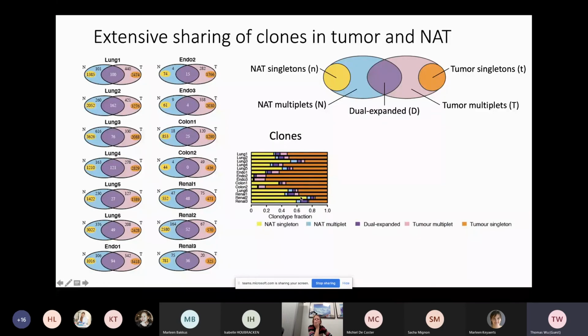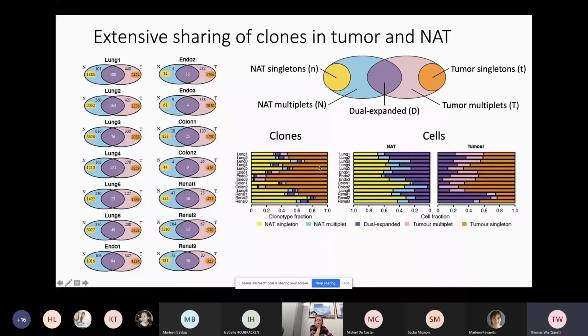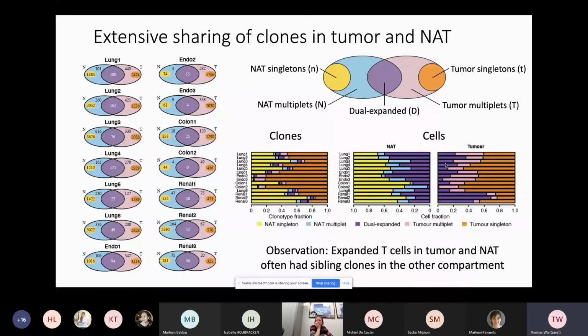But if you looked at the cell level, because of this expansion, you get an increase. And here I'm showing them separately for the NAT and for the tumor. So the cells in the NAT we're going to count and the cells in the tumor count. You see this large area of purple, which means a large fraction of cells actually came from the dual expanded clones, with some coming from the tumor expanded and some from the NAT expanded. But still, the predominant story was there's a large number of cells in the tumor and the NAT which came from dual expanded clones. And so that's an interesting finding that we found in our paper.